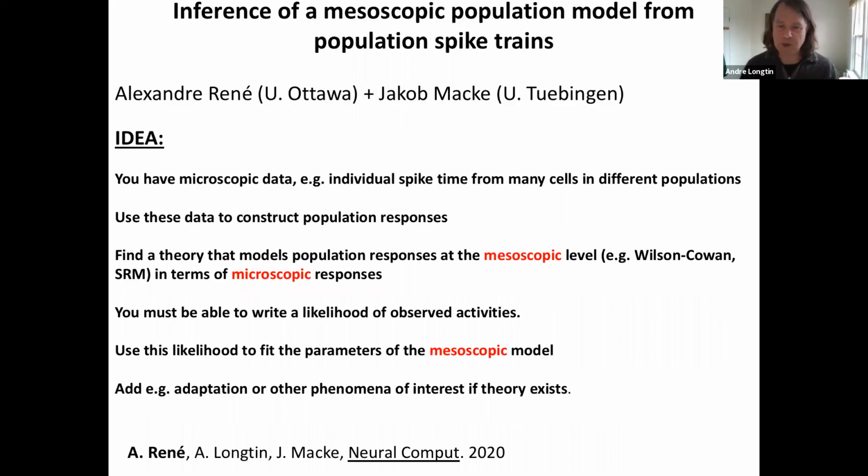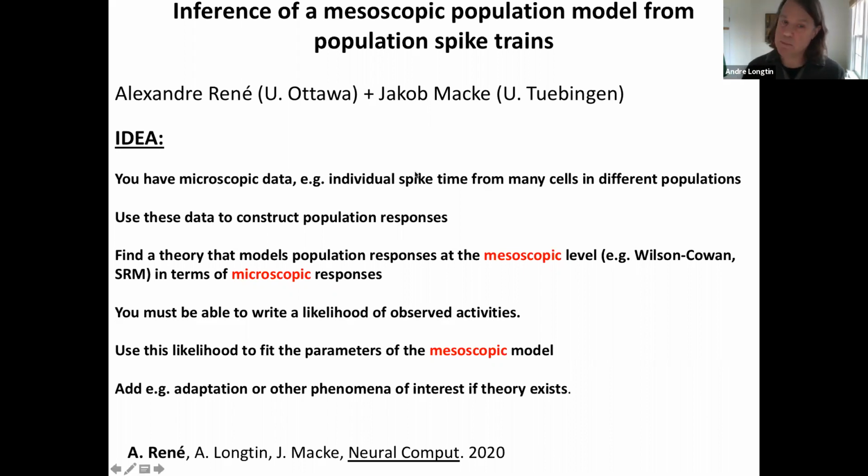And let me just say a few words about this. We've done some work on how to infer these models from a mesoscopic population using population spike trains. So the idea is the following. Let's say you have microscopic data from multicellular recordings, spike trains from many cells. And from these, you can just add them up and get some population response, okay? Now, it's very difficult if you have 3,000 cells. You don't want to cook up a model for 3,000 cells, but maybe you have a model for 2 populations, like the ones I just showed you.